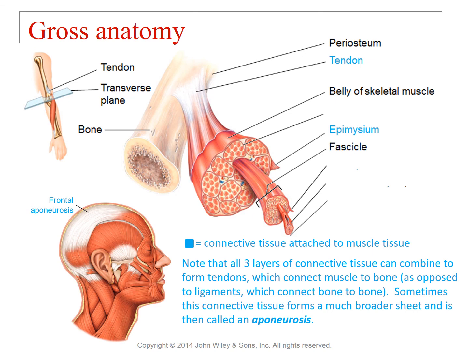Next up we have a fascicle. So there are multiple fascicles in each skeletal muscle. Each fascicle is surrounded by perimysium, which is a sheath of connective tissue surrounding, again, the fascicle. Within each fascicle, you have clusters of muscle fibers or cells. Muscle fiber and muscle cell are interchangeable terms.